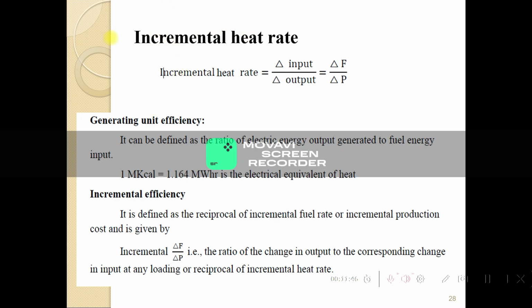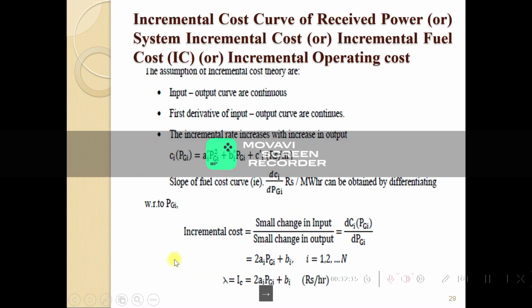The incremental cost rate is equal to the change in fuel cost divided by the change in power demand. One megacalorie is equal to 1.164 megawatt hour, the electrical equivalent of heat. The incremental efficiency is defined as the reciprocal of the incremental fuel rate or incremental production cost, that is, change in fuel divided by change in cost. Incremental cost of received power, or system incremental cost.